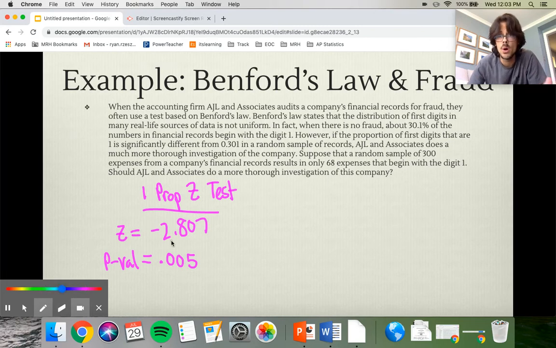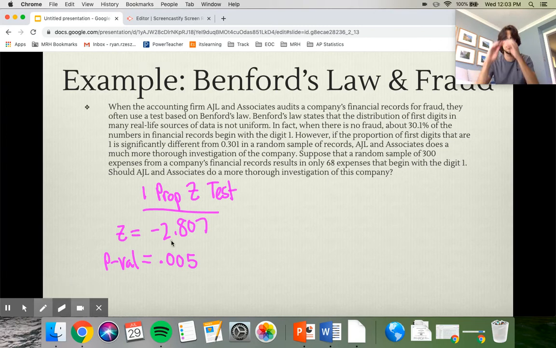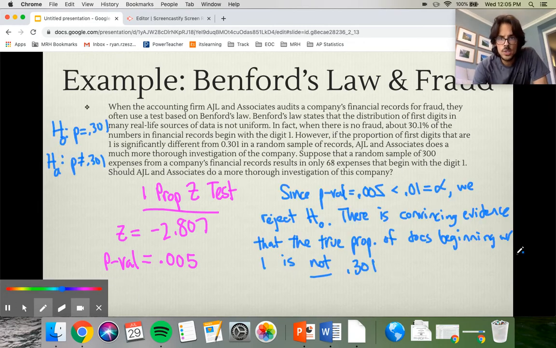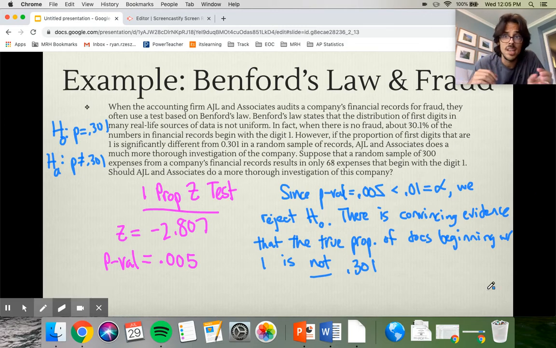So why don't you pause and try to write a conclusion yourself, and I will pause and come back with what it should say. All right, so I got my conclusion with a nice little script written right here. Remember, what you do is you say there's convincing evidence or there's not convincing evidence for Ha. And Ha was that p is not 0.301. So when you do these problems, sometimes you get like a double negative or something like that, but just write Ha in context.